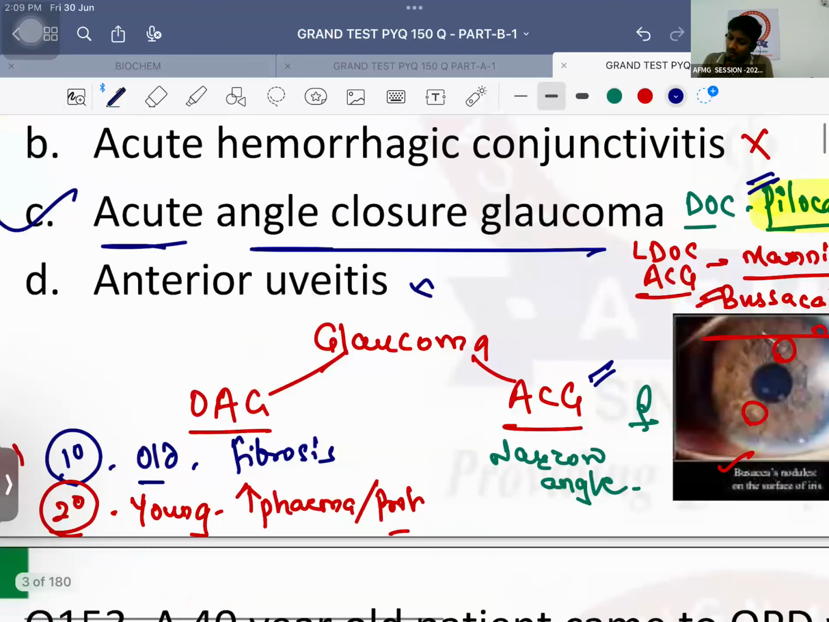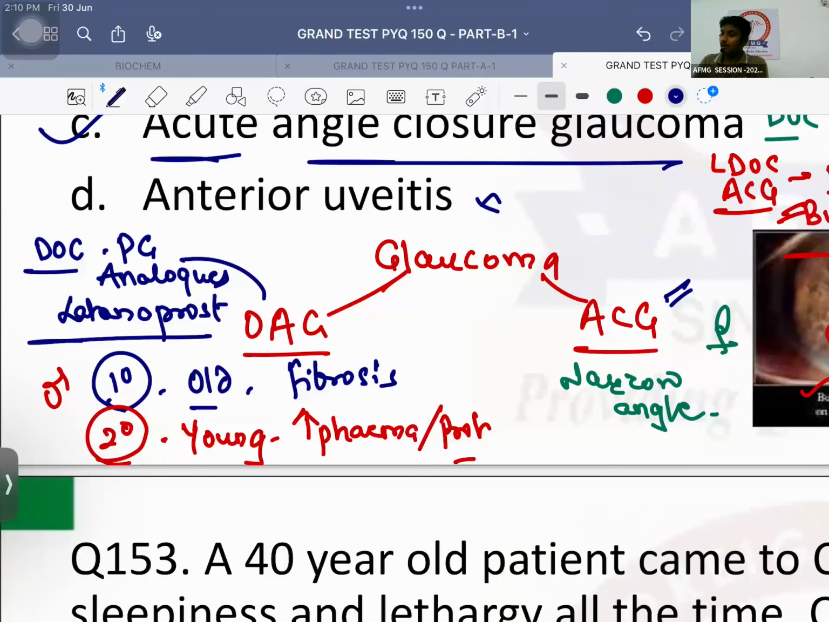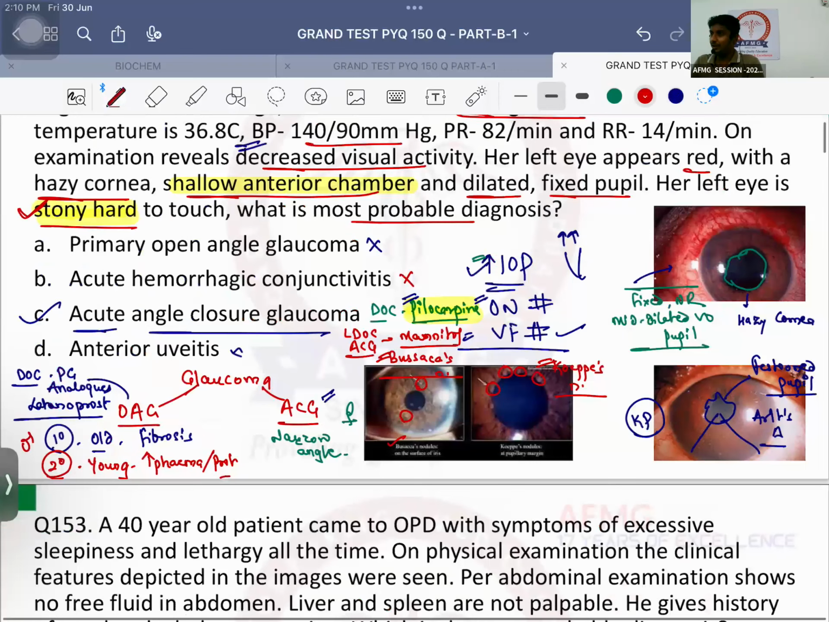Drug of choice for open angle glaucoma. It will be prostaglandin analogs, something like latanoprost, bimatoprost. Okay, so these are usually the drug of choice for an open angle glaucoma. Okay, and these two drugs, pilocarpine and latanoprost, are absolutely contraindicated during... very good. They are contraindicated during a case of anterior uveitis. दो बार का question है ये, ठीक है?